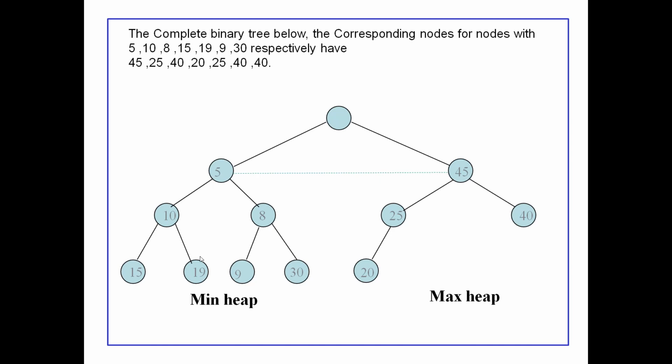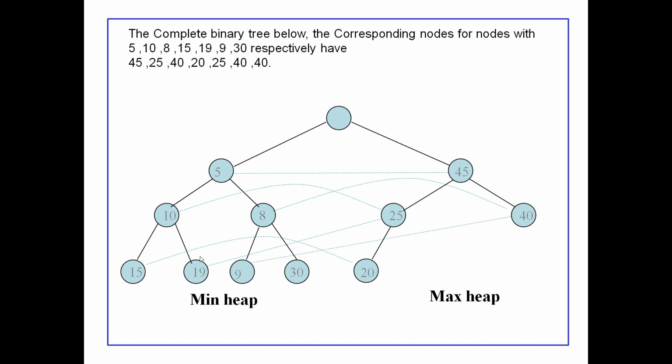For 5, the corresponding element on the right subtree is 45. And for 10, the corresponding element is 25. And for 8, it is 40. And for 15, it is 20. And for 19, the corresponding node does not exist. So what we have done, 19's parent node is 10, and that parent node's corresponding element is 25. So the corresponding element for 19 is also 25.